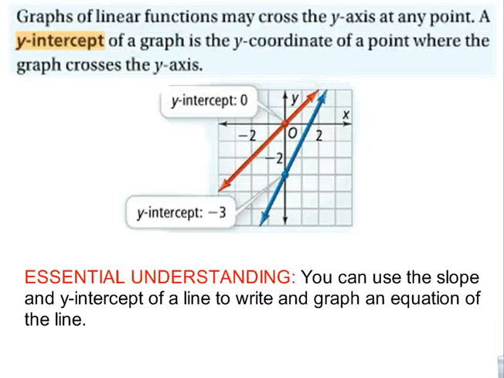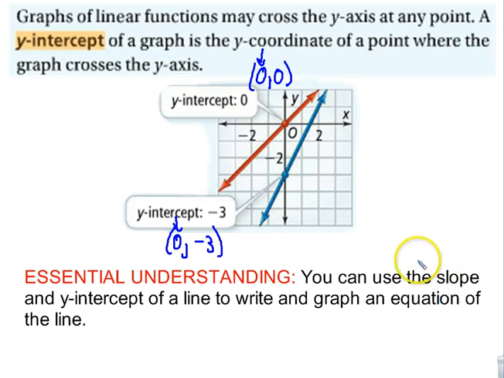All right. Moving on, the y-intercept of a graph is the y-coordinate of where it crosses the axis. Okay, so that's important here. The y-intercept is -3, but we would write it as (0, -3) when we write it in an ordered pair. This one would be (0, 0). Okay, so with a y-intercept, the x value is always 0.